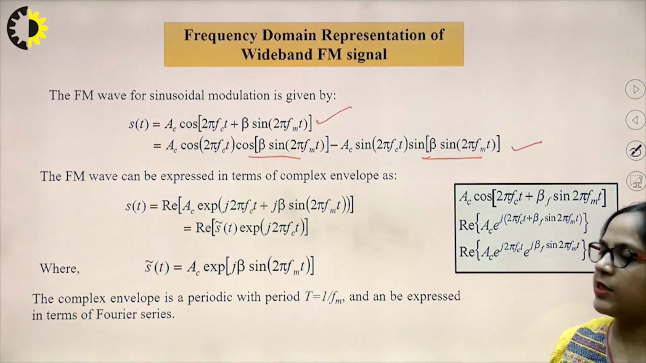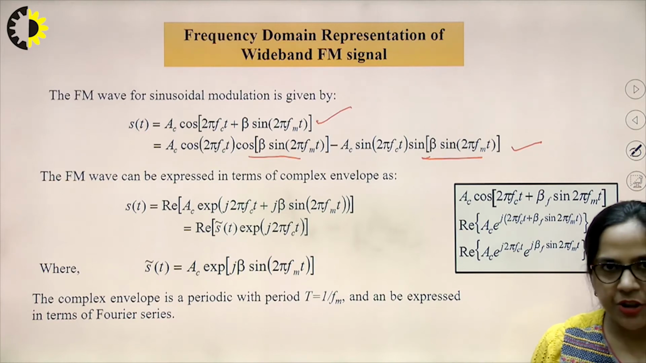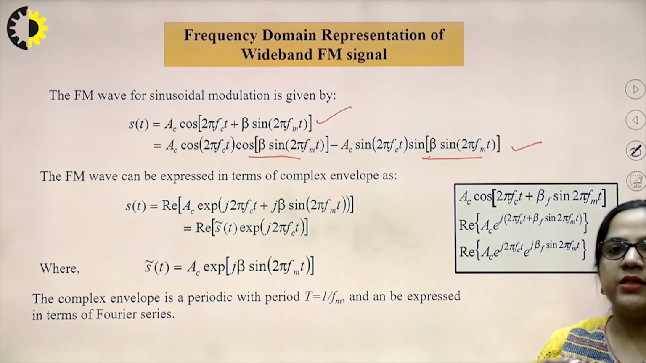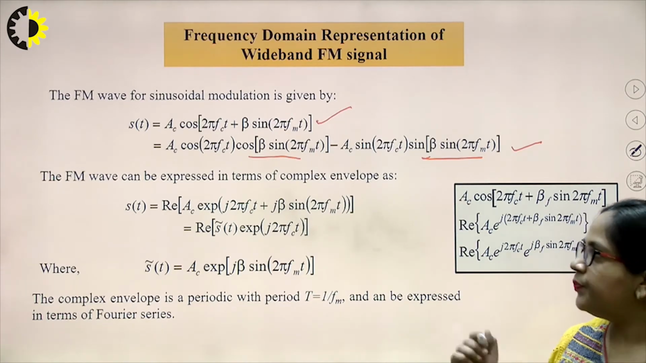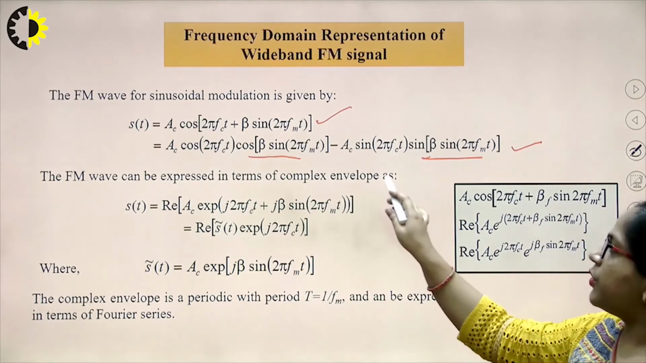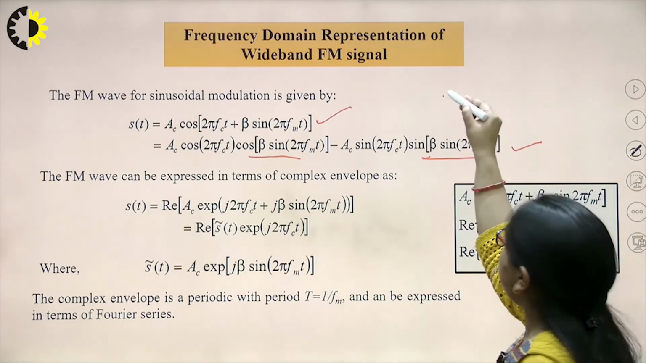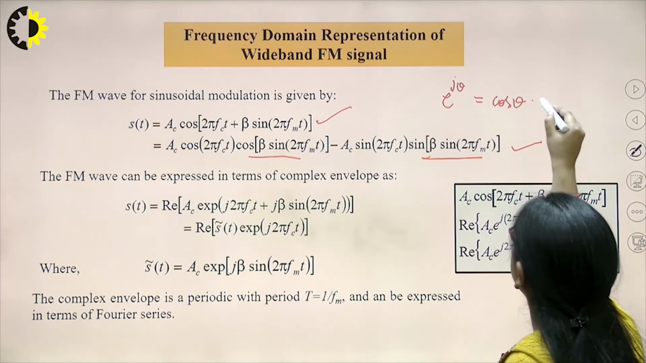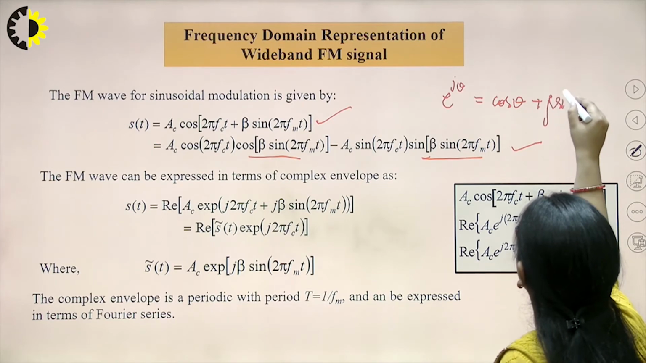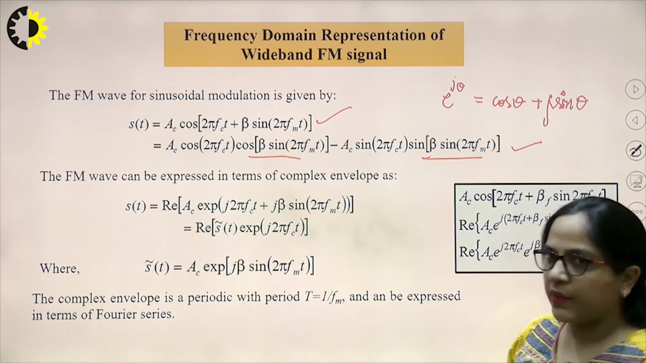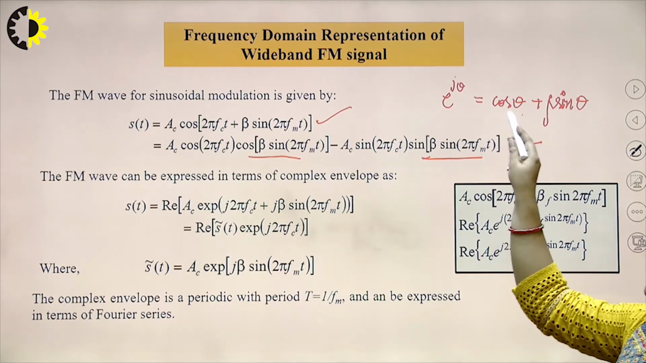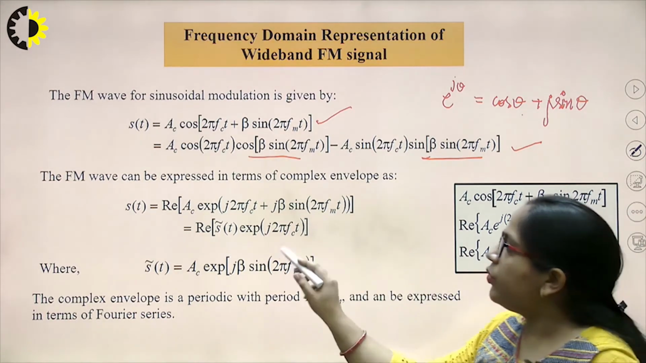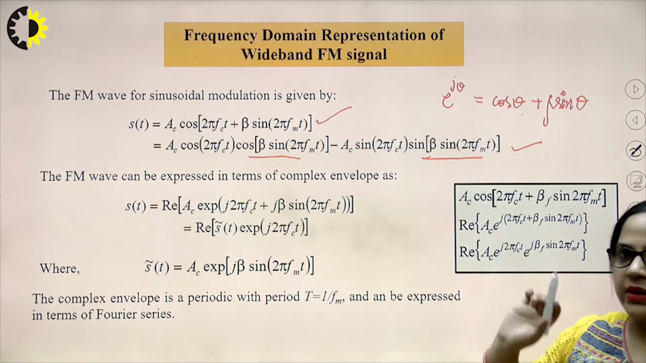So in case of wideband FM, how will we represent this expression? We can represent this expression with the help of Bessel's function and by representing the same expression in terms of its complex envelope. How can we do this? Writing this expression in terms of its complex envelope, we know that e raised to the power jθ can be expressed as cos θ plus j sin θ. What is the first term? This is the real part and the second term is the imaginary part.